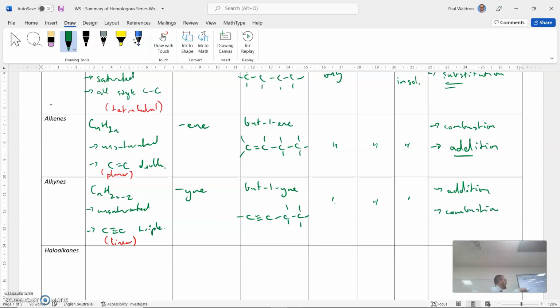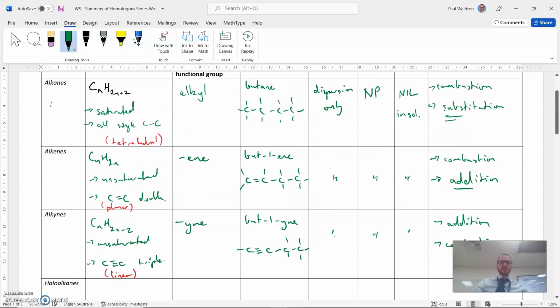But more likely it's going to be an incomplete combustion reaction, because that triple bond requires enormous amounts of energy to break, a very strong bond. So you're not really going to use an alkyne as a fuel, for example, because it requires too much energy to get the energy out of that triple bond.